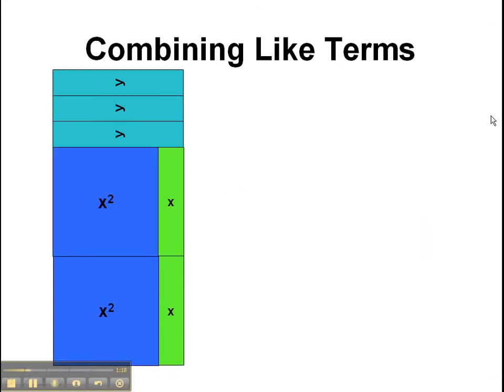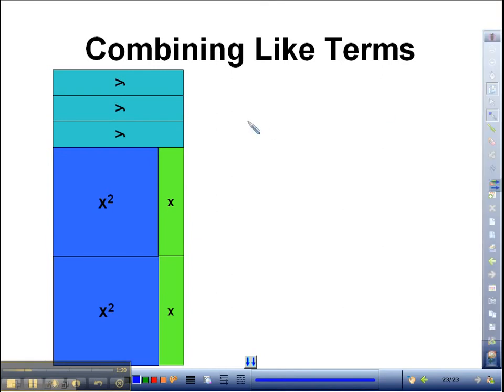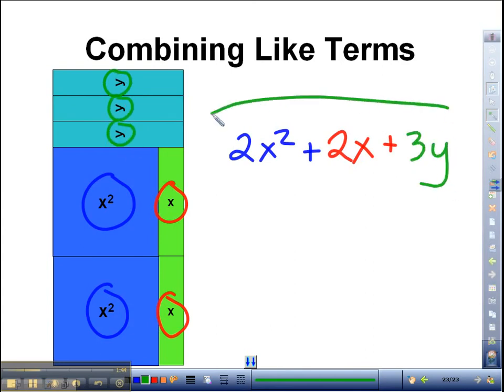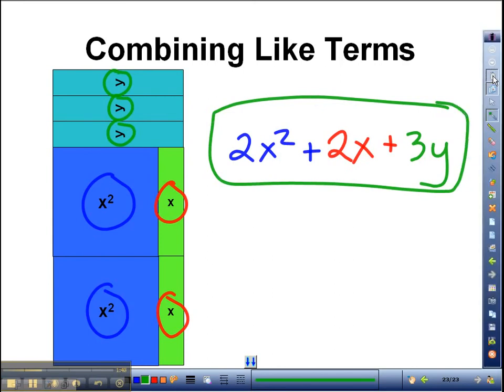Okay, right here. If I combine like terms, I've got an x squared and an x squared, which gives me how many x squareds? Yep, 2x squared. Plus, how many x's do I have? 1 there and 1 there. So I've got 2 x's there. Plus, let's see how many y's I have. 1, 2, 3. I have 3y, and I'm done. I've combined my like terms. That is simplified form.